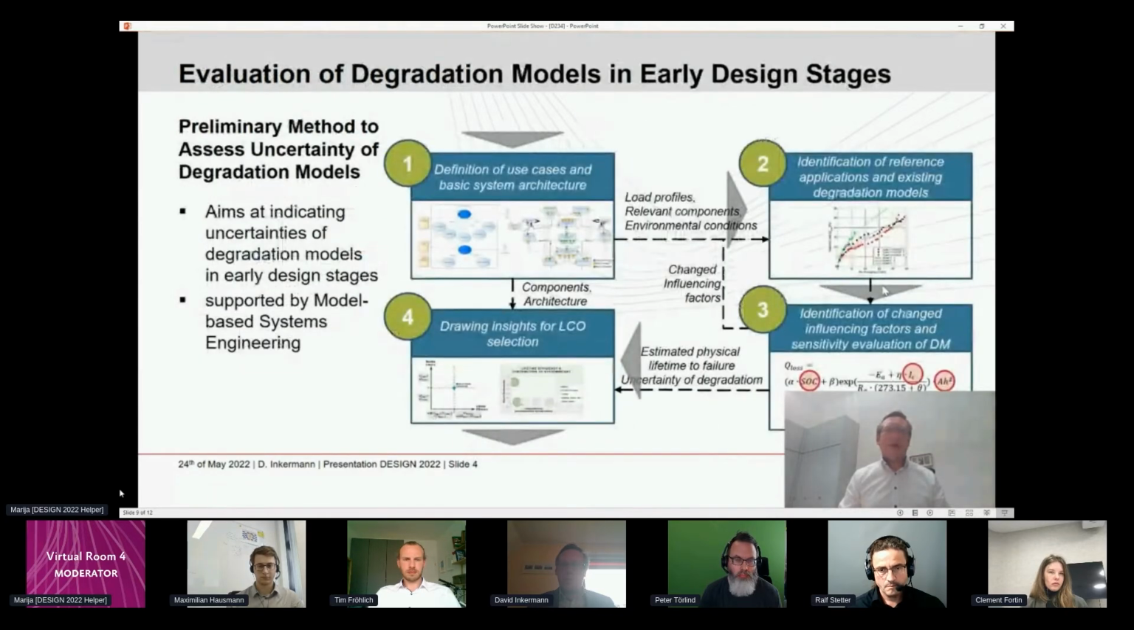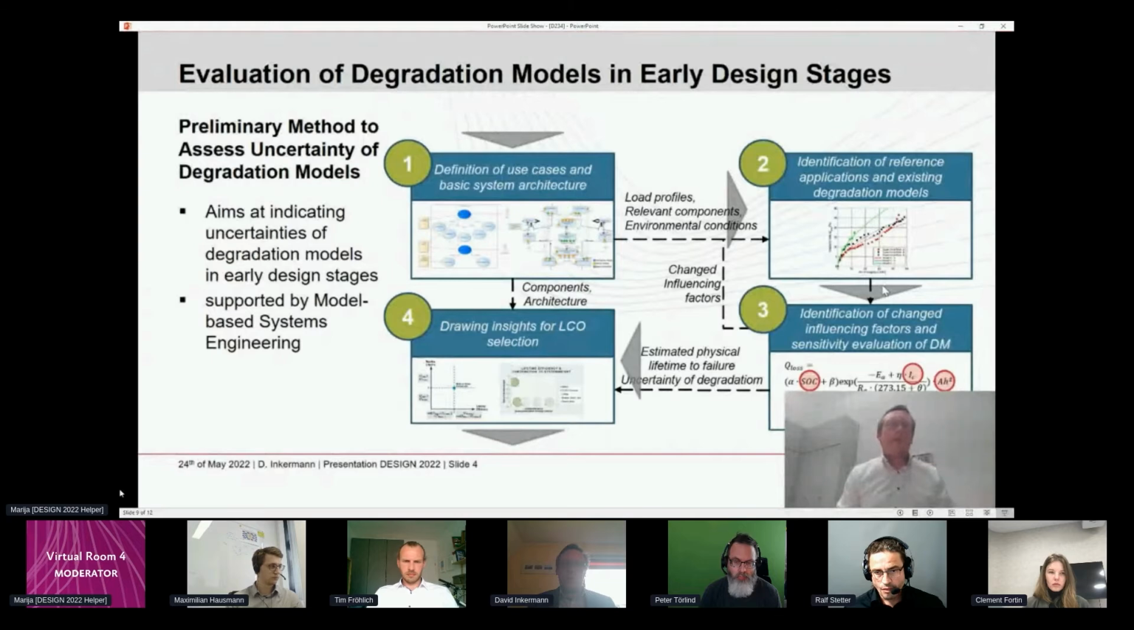However, like I said before, it is hard to have specific degradation models that fit the specific use case we expect for our system under design. So there's a need to reuse existing degradation models from other applications and evaluate whether these are suitable for our intended application, or which uncertainties we incur when applying these degradation models.